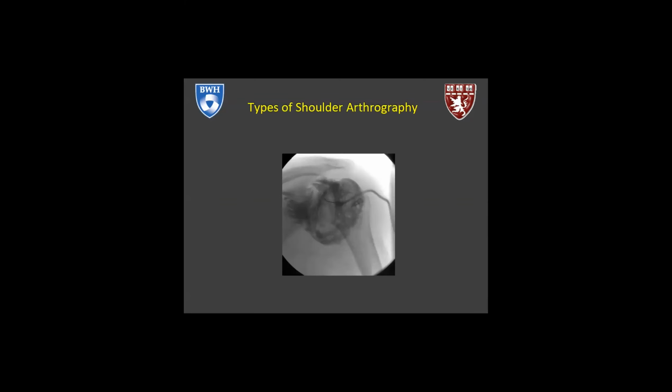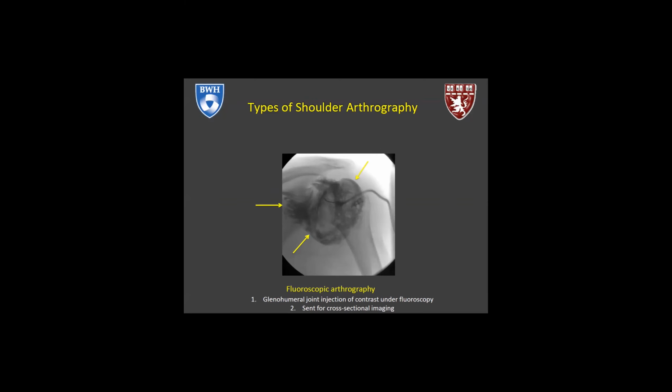So first of all, the types of shoulder arthrography. The most common is going to be your conventional fluoroscopic guided arthrography, where under fluoroscopic guidance, you're going to insert a needle into the glenohumeral joint, inject contrast within the joint once you're intra-articular, and then demonstrate and opacify the joint under fluoroscopy. In most cases, patients will be sent for additional cross-sectional imaging.